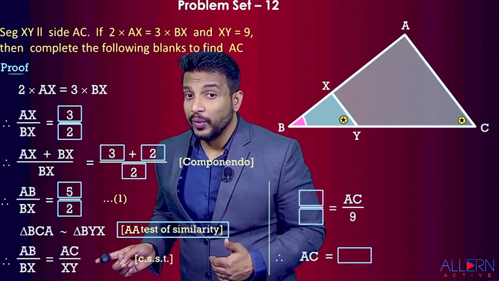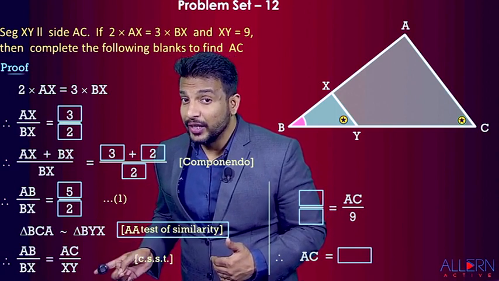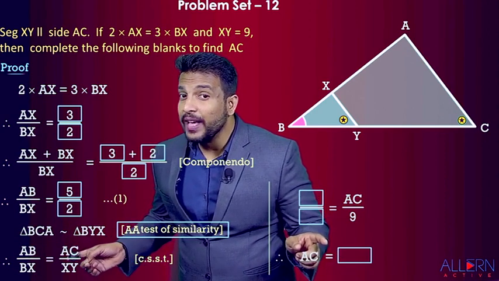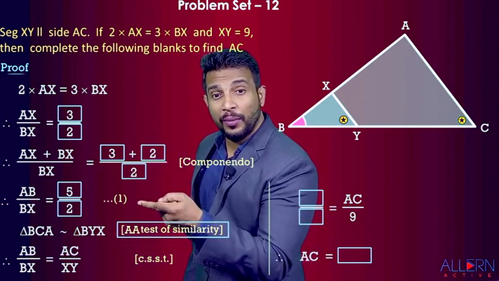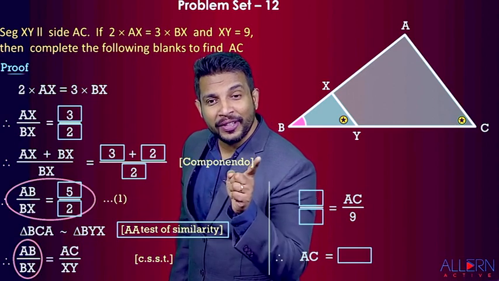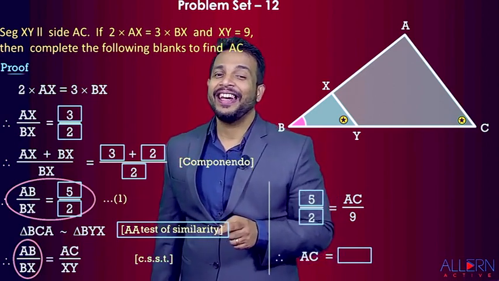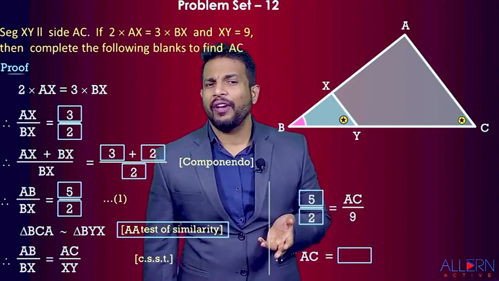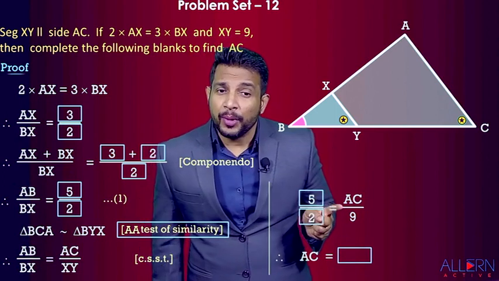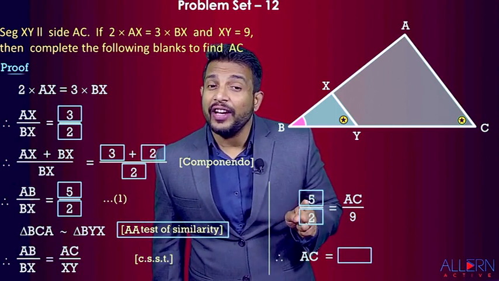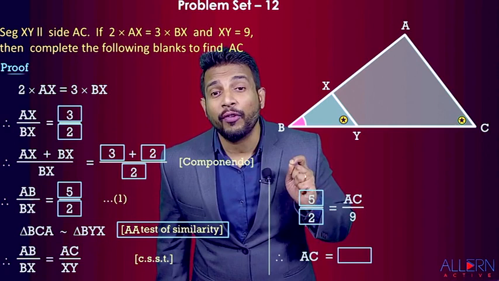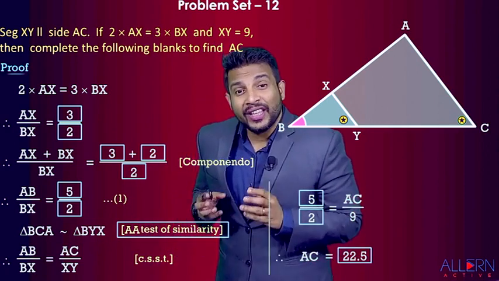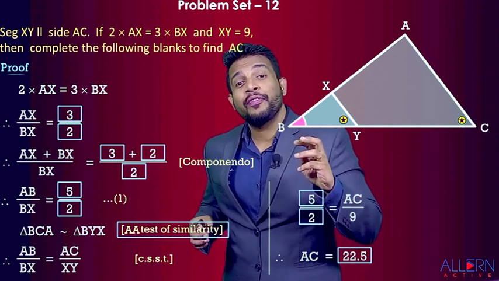Now AC upon XY. AC we need to find. XY is known to us, so the XY value we have written here is 9, but we wanted AB upon BX. What is that? AB upon BX we just got. How much is that? 5 upon 2. So we substitute that value of 5 upon 2 there, and that is what we got from result 1. Now isn't it easy to find the value of AC? So simple. 9 will go here, so it is 5 into 9, that is 45. And 45 upon 2 is nothing but 22.5. So we get the value of AC as 22.5 units.